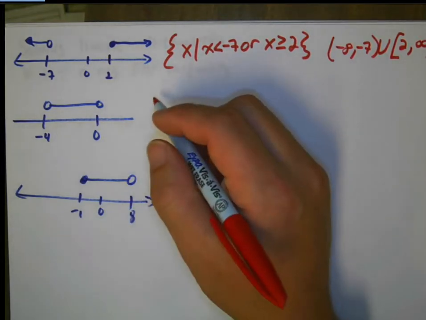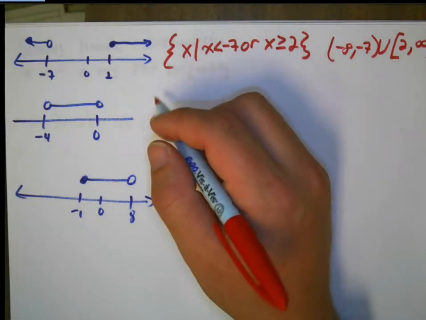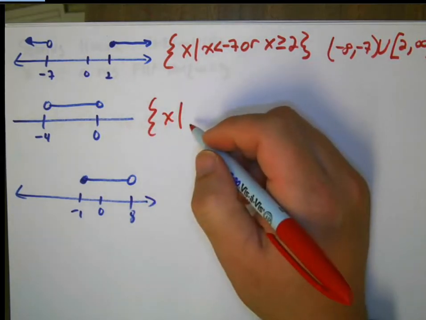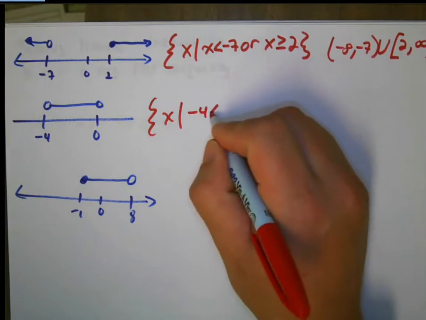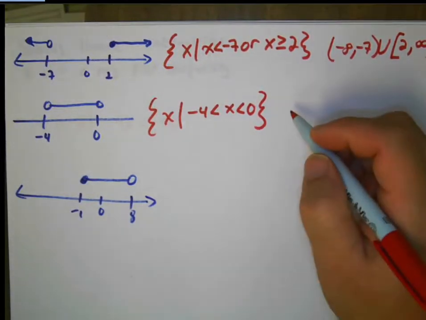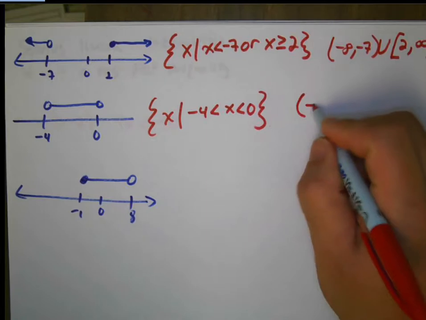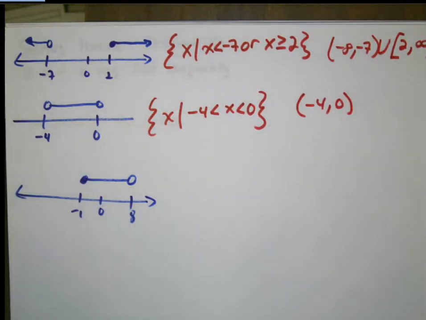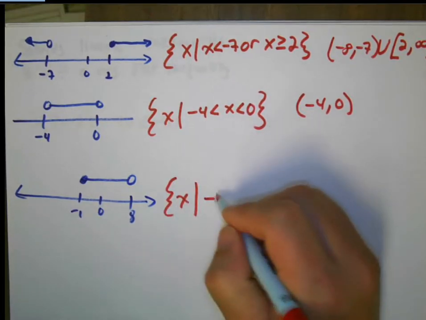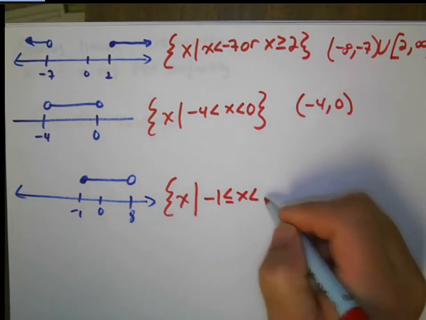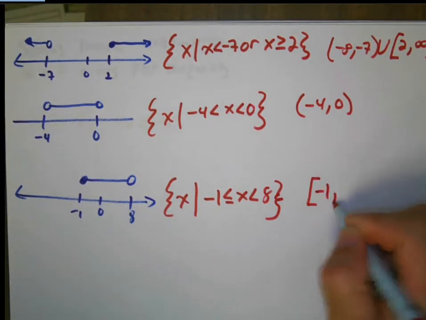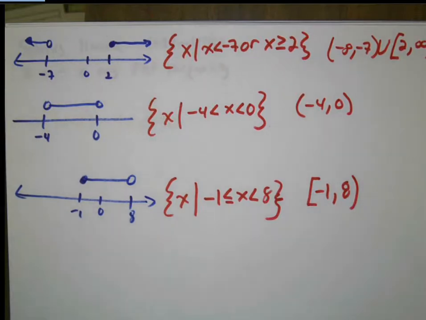This one is and, okay? So you could say squiggly bracket x such that, and you write it like this, -4 is less than x is less than 0. In interval notation, you would just write it as -4, 0. This last one is also an and. So squiggly bracket x such that -1 is less than or equal to x is less than 8. In interval notation, it would be bracket -1, comma 8 with the parentheses.